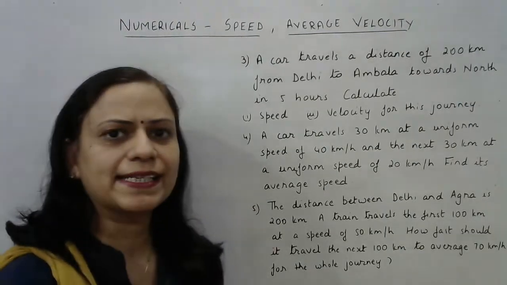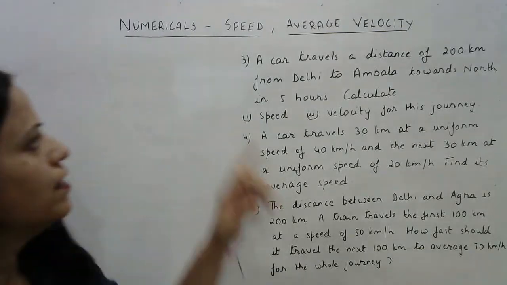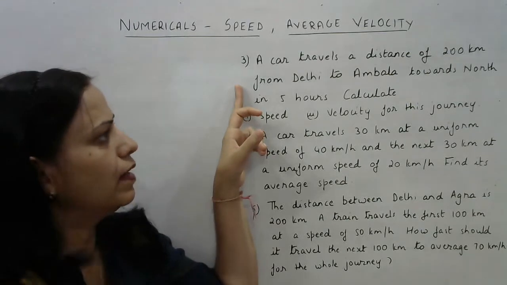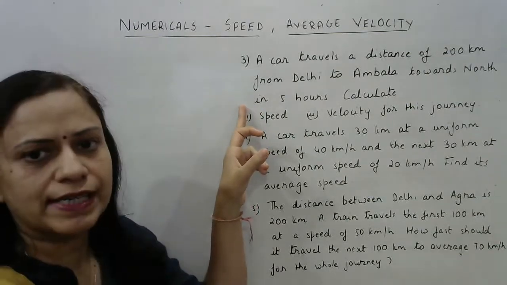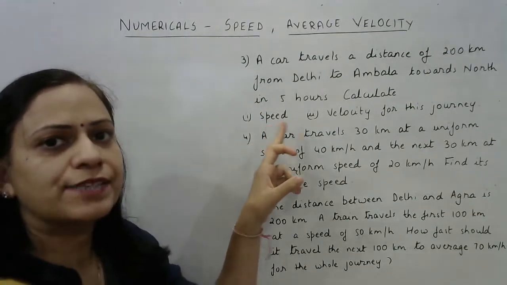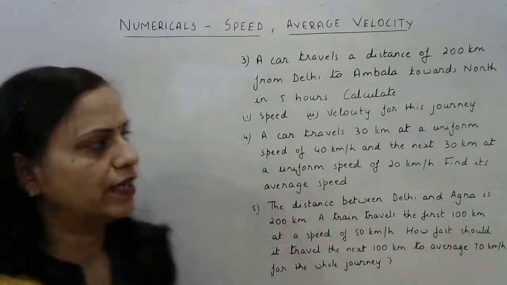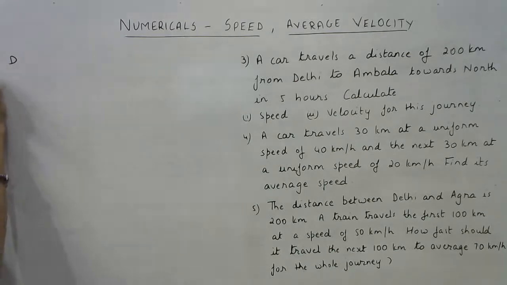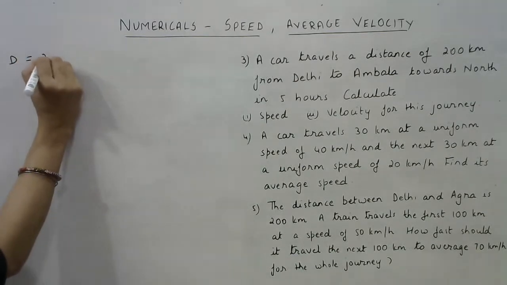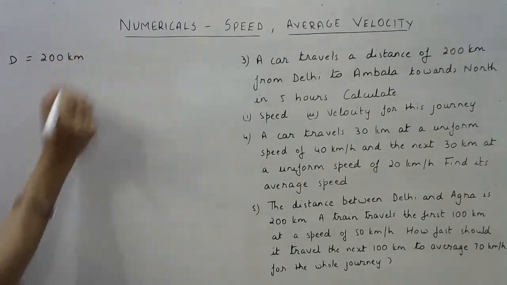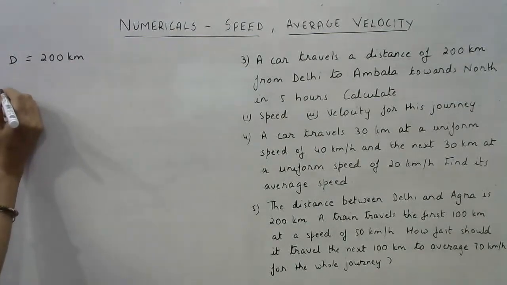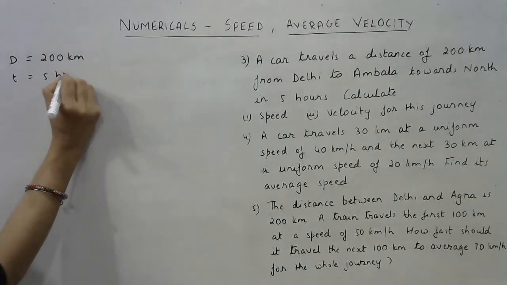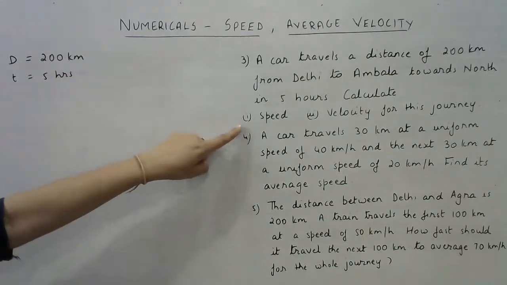Okay, now let's start with the third question. A car travels a distance of 200 kilometers from Delhi to Ambala towards north in 5 hours. You have to calculate the speed as well as the velocity for the journey. So what is given is the distance. This is question number 3 that I am solving here. Distance is 200 kilometers and the time is 5 hours. And we have to calculate the speed and velocity.